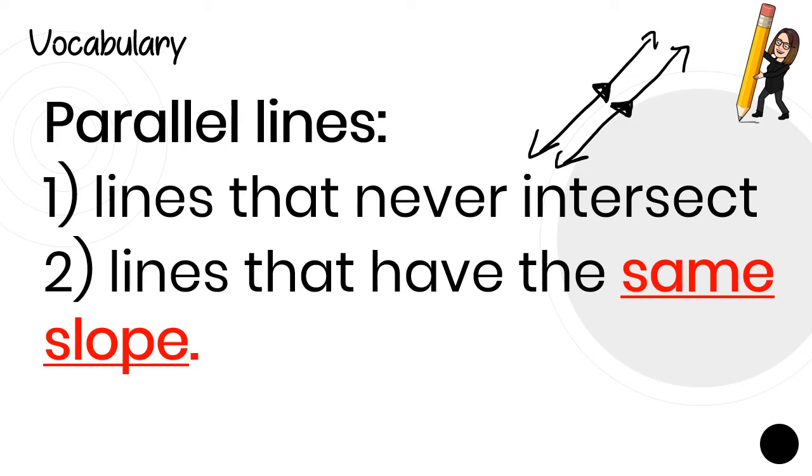Now, how are we going to use that information? Well, specifically, parallel lines have the same slope. So what's in red is very important. Parallel lines have the same slope. So that'll make it pretty easy.